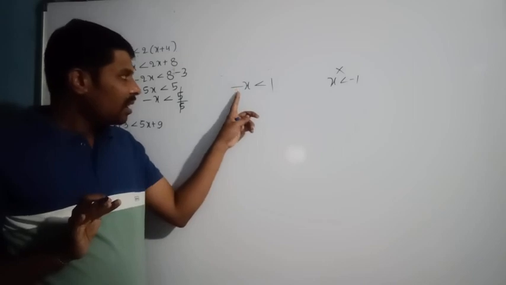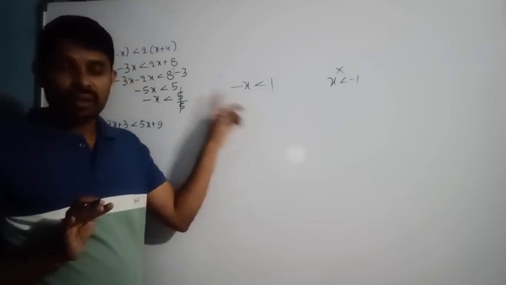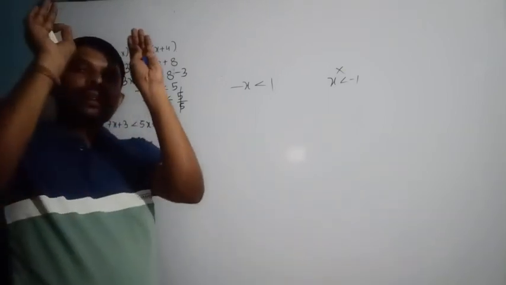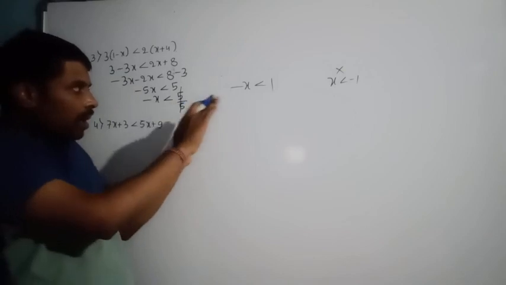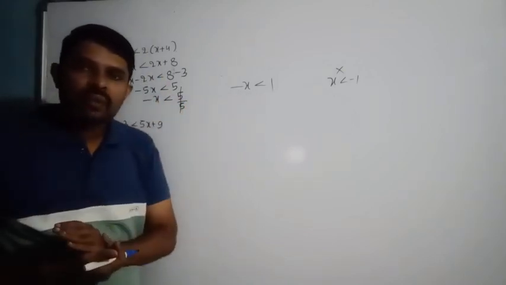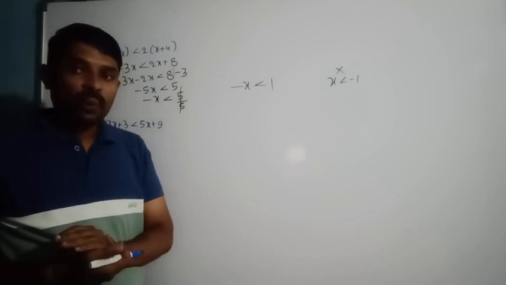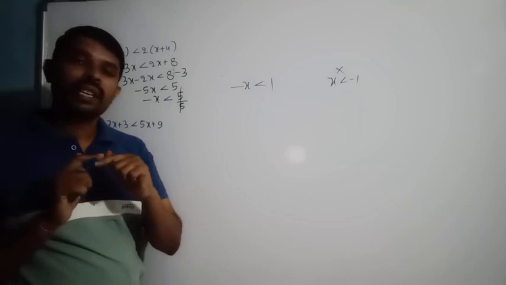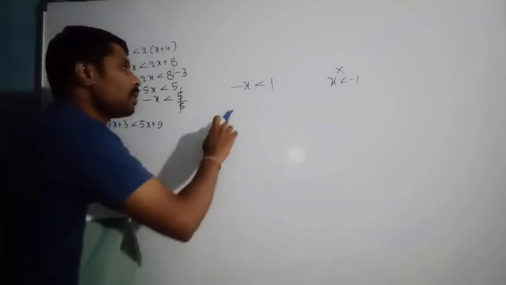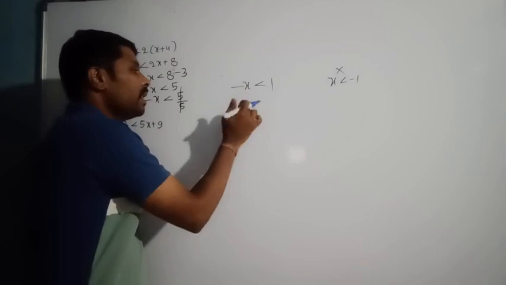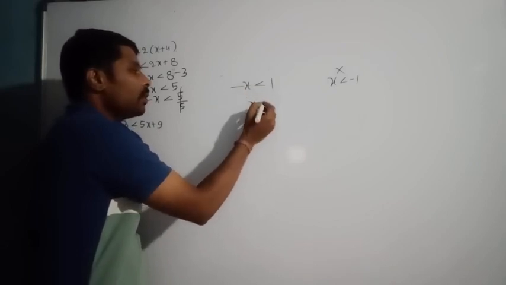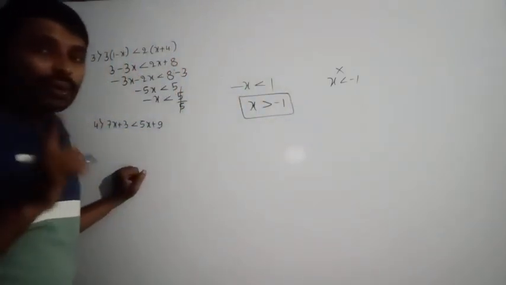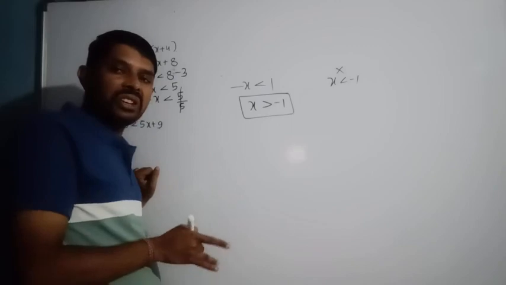Whenever you are in this situation, whenever minus x is there, to make it plus x, multiply minus on both sides. But according to our rule, if I multiply minus on both sides, क्या होता है? Inequality will ulta. So if I multiply minus on both sides, x will be greater than minus 1. That is why I have told that the rule is important.